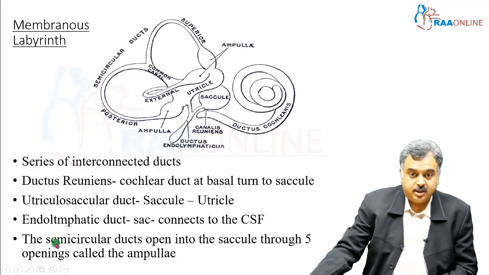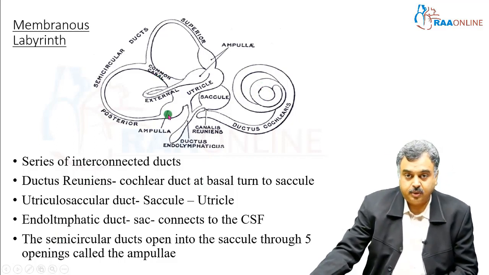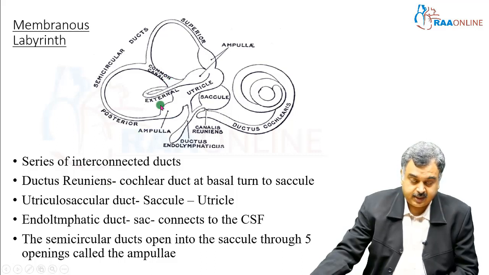The semicircular canals, though there are 3 in number, have only 5 openings. There is a common ampulla, or common canal, between the posterior and superior semicircular canals. Each of the other ends of the semicircular canals opens through a separate opening into the utricle.